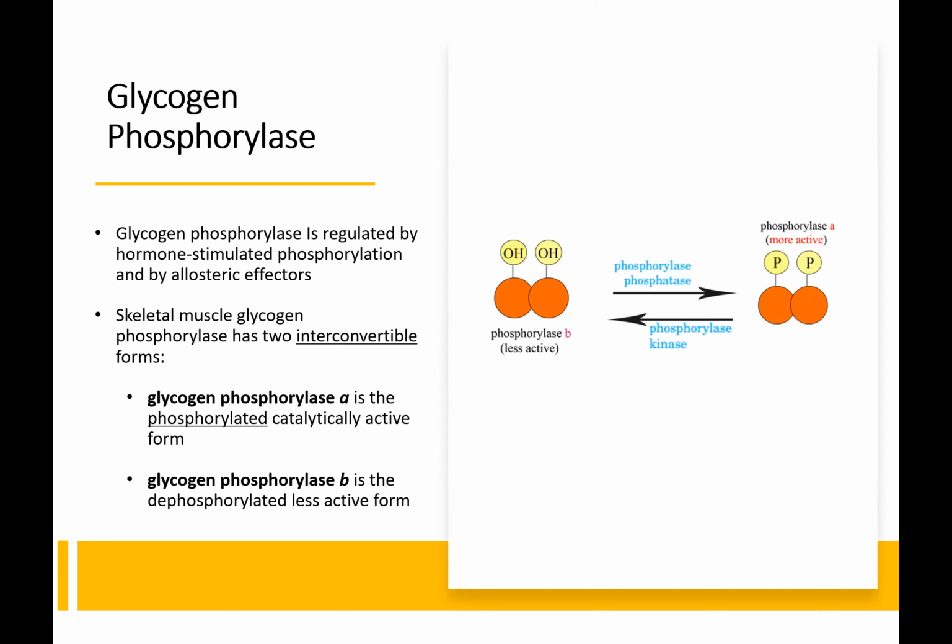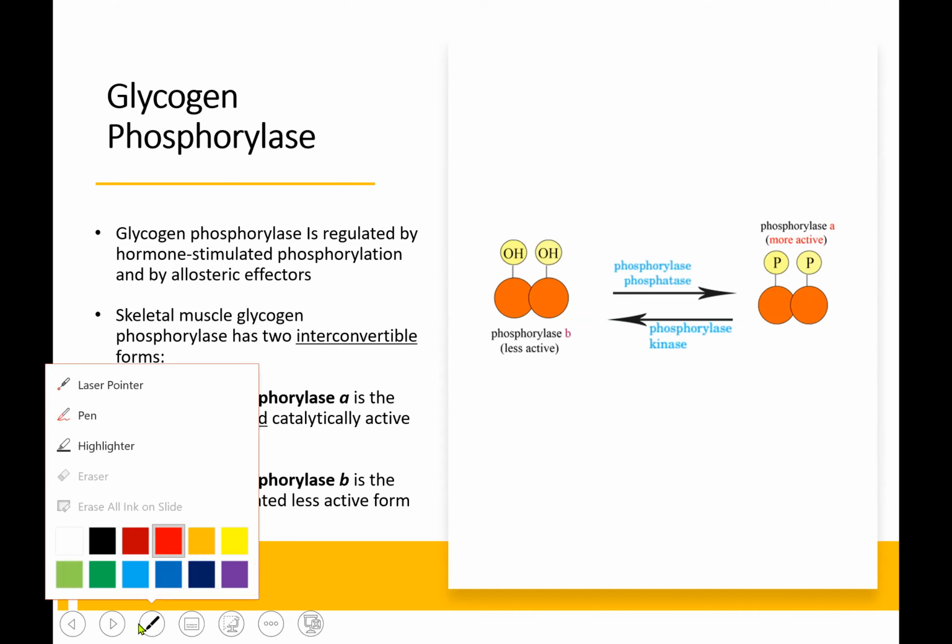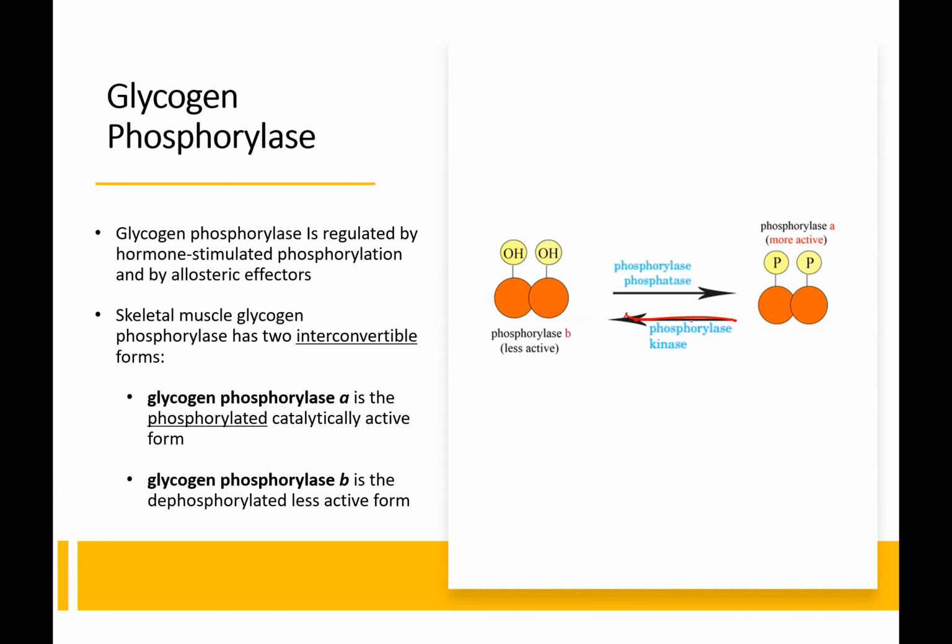Interesting. This figure is backwards. See what's wrong with this figure? I copied it from somewhere on the internet without noticing. Yeah, these arrows should be in the opposite direction. Can't believe everything you read on the internet. So this goes this way, right? Kinase, it gets phosphorylated. And this goes this way. This would be phosphatase activity, right? Okay. So catalytically active when phosphorylated means we'll take glycogen and we'll break it down to glucose.